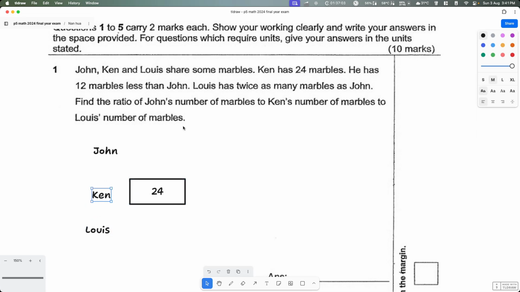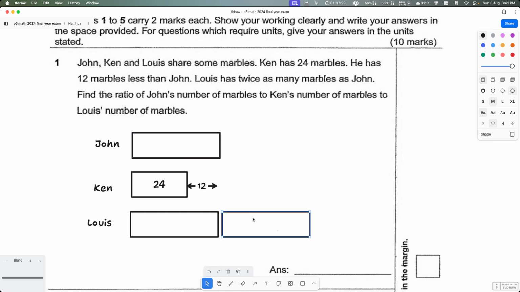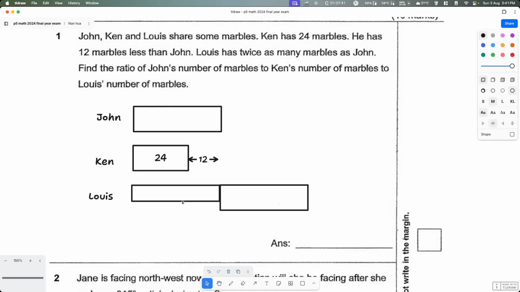Then he has 12 marbles less than John. So I'm going to draw 24, but Ken has 12 less. We don't know what John's is, but we know that Ken has 12 less than John. After that, Louis has twice as many marbles as John, so we draw it like this. Find the ratio of John's number of marbles to Ken's number of marbles to Louis' number of marbles. From here, I think we roughly know how to work this out.